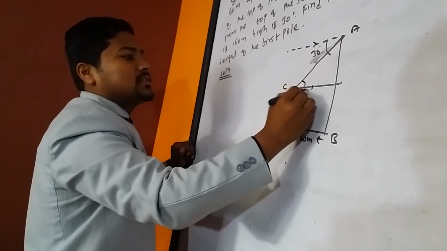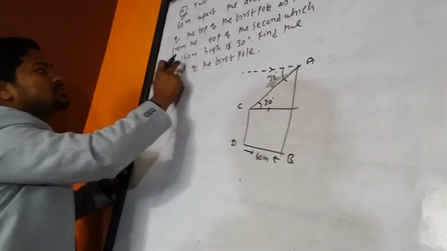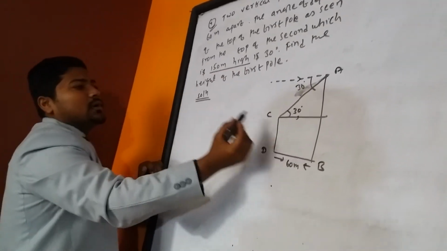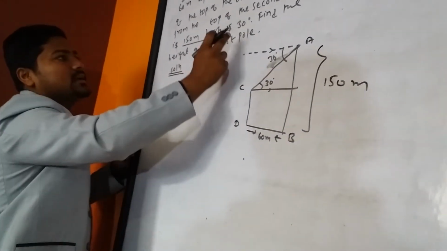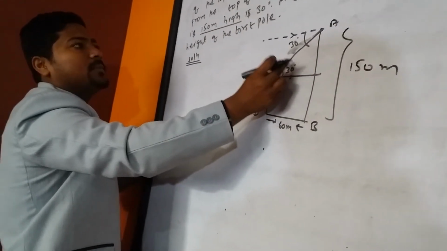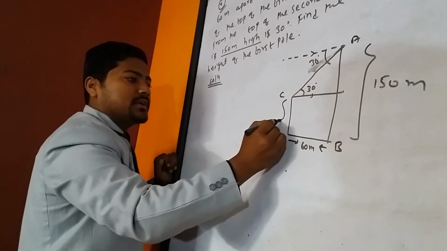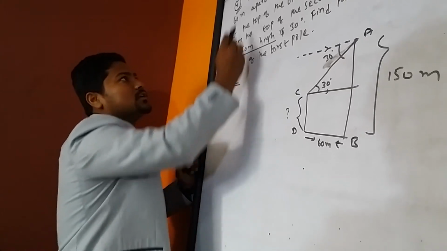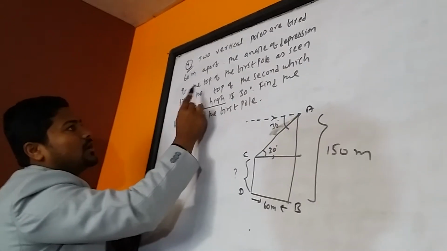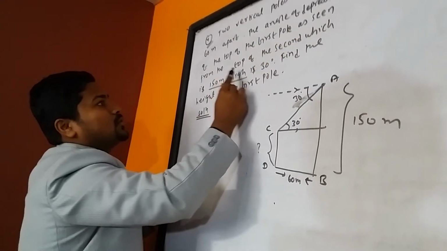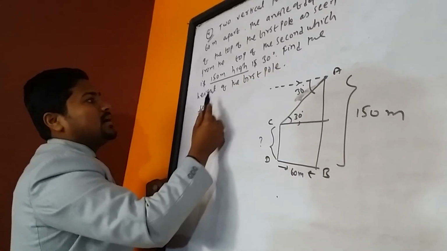Then this is also parallel, so this is also 30 degrees. From the top of the second pole, which is 150 meters high, the angle of depression is found to be 30 degrees. Find the height of the first pole. We have to find the height of CD. So two vertical poles are fixed 60 meters apart. The angle of depression of the top of the first pole, seen from the top of the second pole, which is 150 meters high, is 30 degrees. Find the height of the first pole.